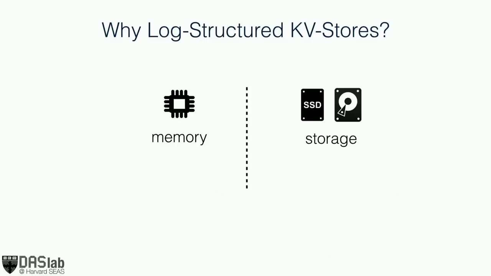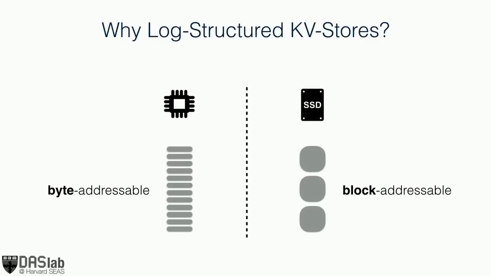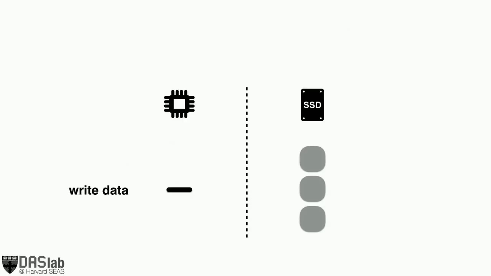To understand how key-value stores allow us to improve on the way that existing systems do it, we need to take a quick look at the memory hierarchy. We have memory devices and storage devices. Memory is fast but expensive, and storage is slow but cheaper. In addition, memory devices are byte addressable, whereas storage devices are block addressable. So with respect to ingesting application writes, suppose that I have a small application entry that I want to persist to storage.